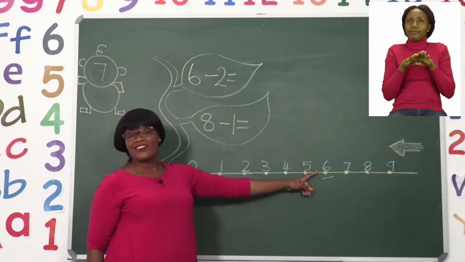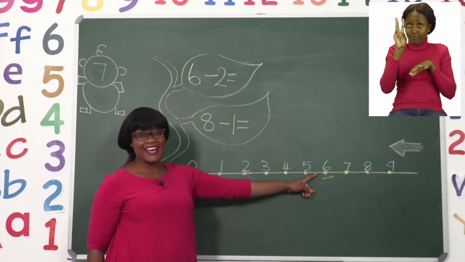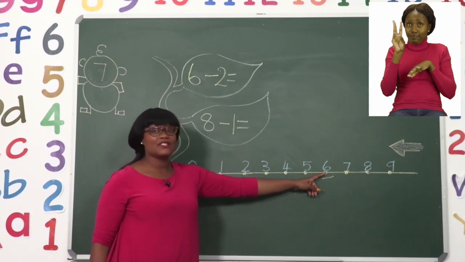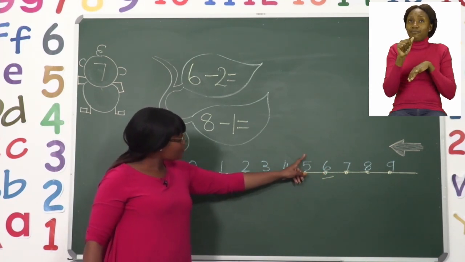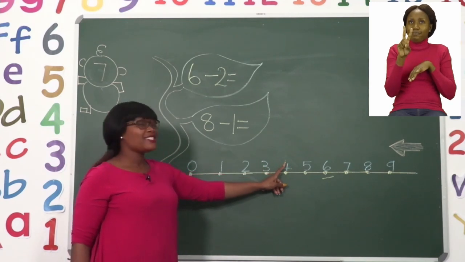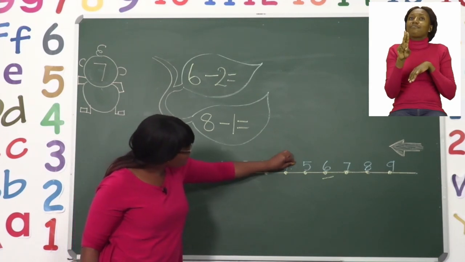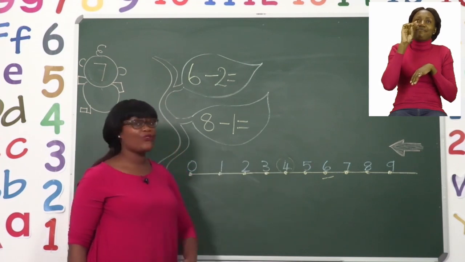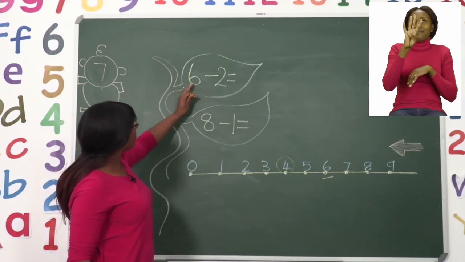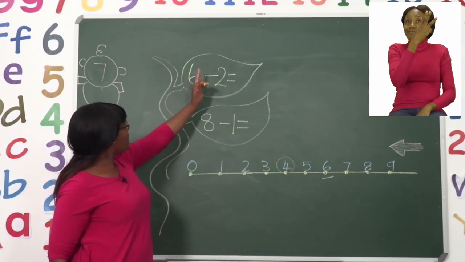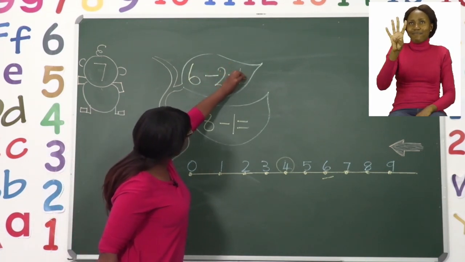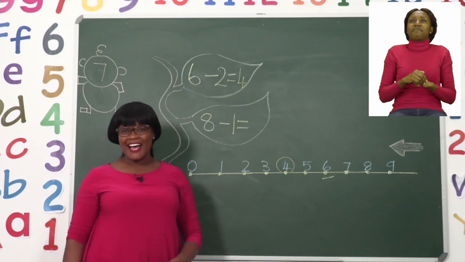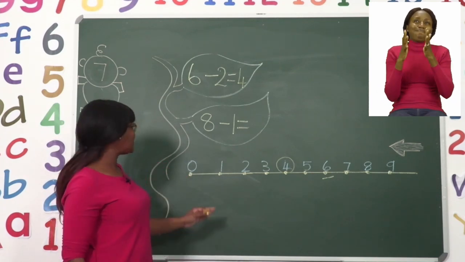Let's put our finger on 6. Well done. Now let's count backwards 2 times. 1, 2. So that means our answer is 4. Now our sum will say 6 minus 2 equals 4. Well done, everyone. Now let's do the next one.